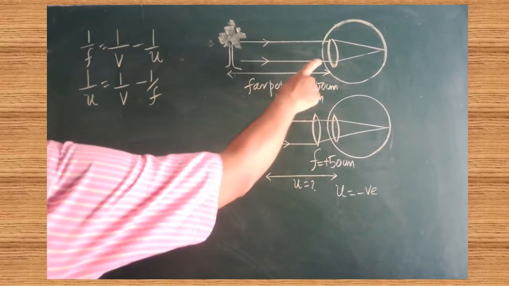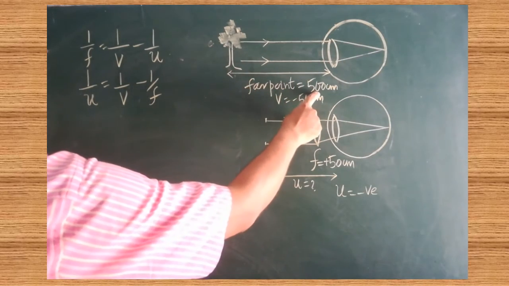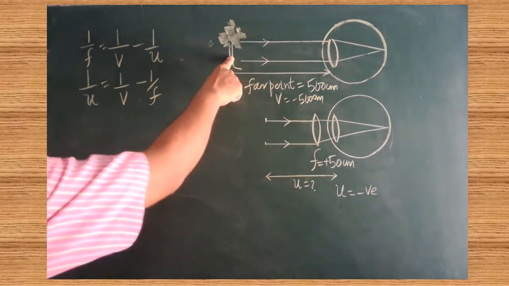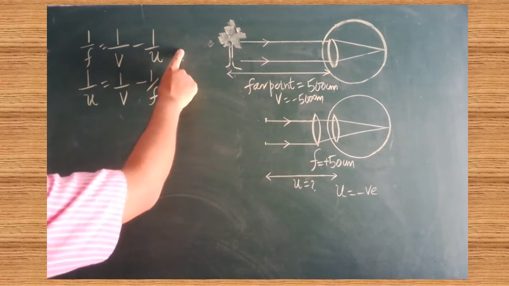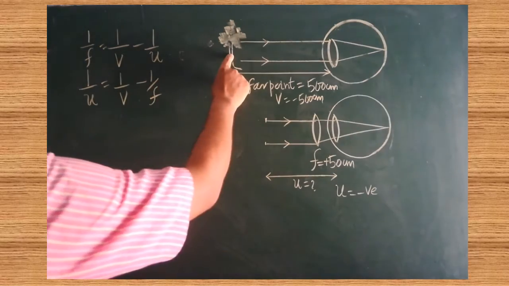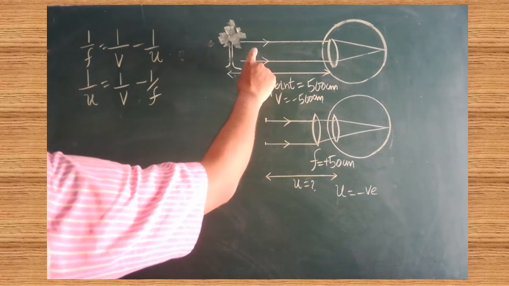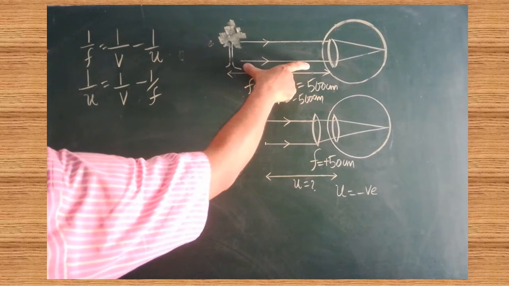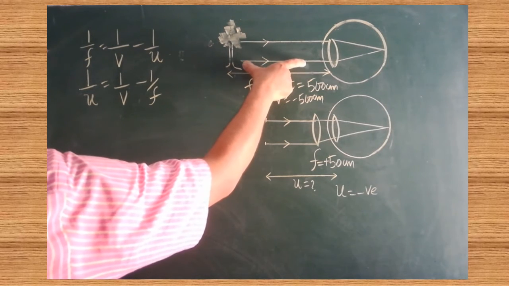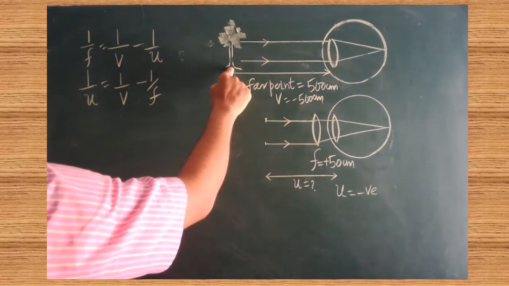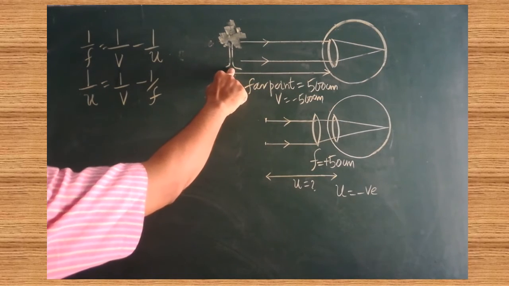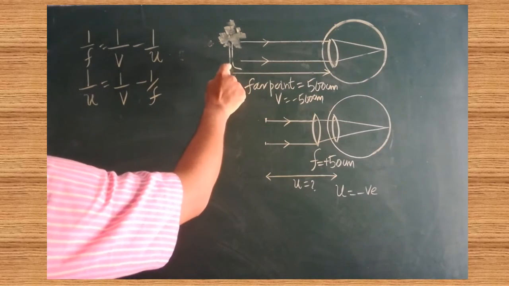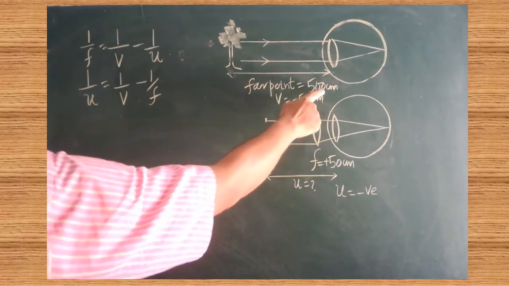Here the tree is at a distance of 500 centimeter. He is able to see the tree very clearly. If anything is kept beyond 500 also, he is able to see. If the tree is within this 500 centimeter, he is not able to see the tree clearly. Are you clear? So this is the minimum distance at which the long distance object is kept and that object is seen very clearly.